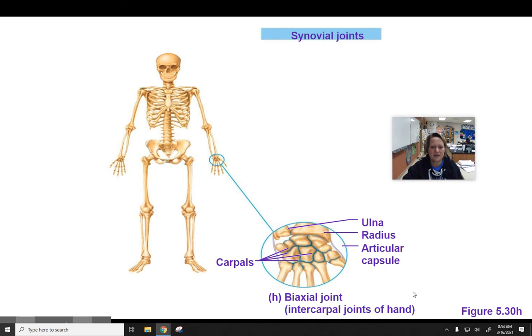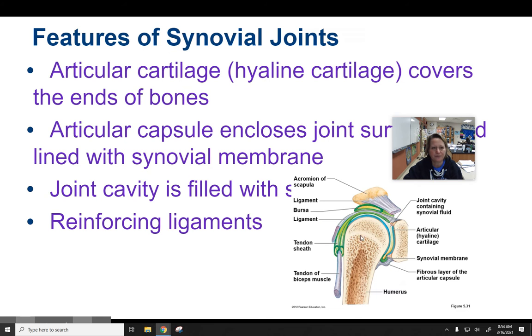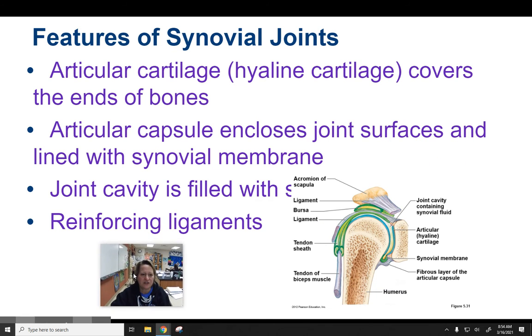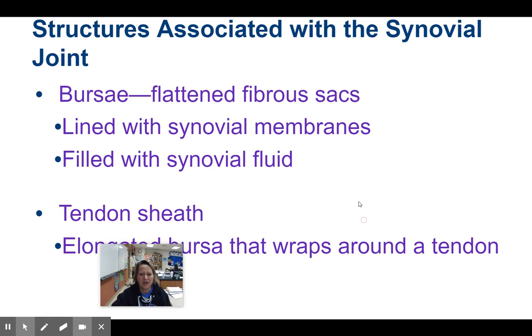Here's another one, showing the intercarpals of the hand. The hand bones are all going to have synovial joints around them. We talked about the features of them on the last picture, but I wanted to show it to you the way the book shows it to you.